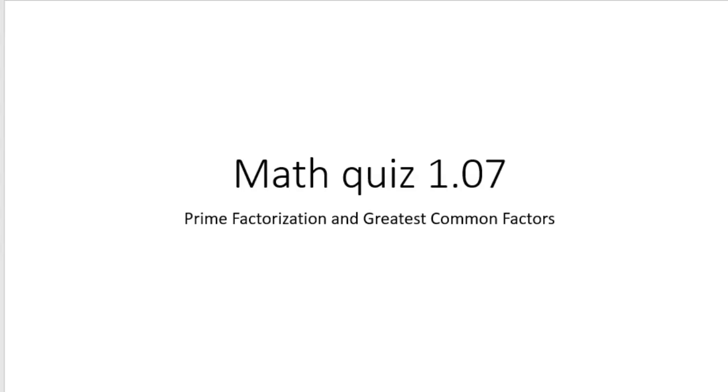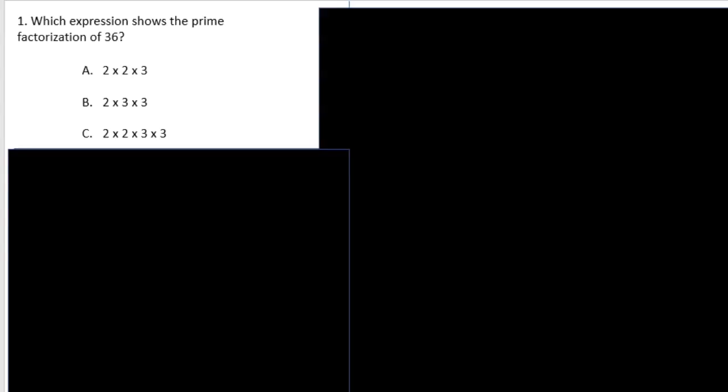This is a help video for Math Quiz 1.07, Prime Factorization and Greatest Common Factors. Question number 1 says, which expression shows the prime factorization of 36? I'm going to show you how to do this using a factor tree.